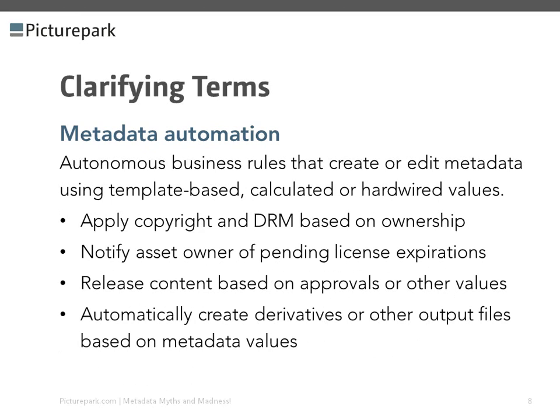When we talk about metadata automation, we're talking about autonomous business rules that create or edit metadata using template-based, calculated, or hardwired values. So, for example, if you're applying a copyright and digital rights management based on ownership, you want to let somebody know when a license is about to expire. You want to hold the release until an embargo has passed, which is popular for press releases or ads. And you might want to automatically create derivatives based on metadata values.